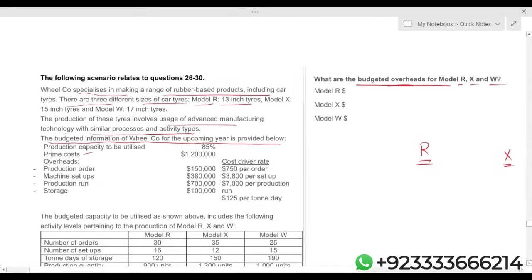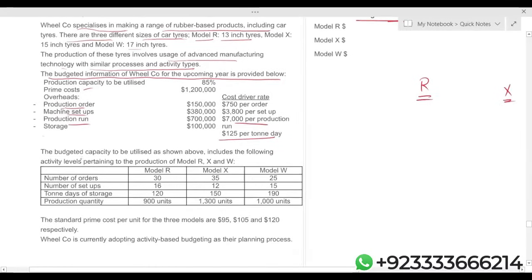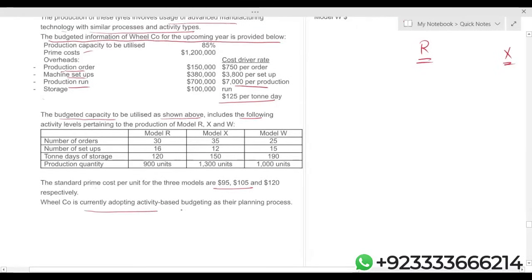Production order is 750 per order. Then machine setup is 3,800 per setup. Production run is 7,000 per production run. Storage is 125 per ton day. The budgeted capacity to be utilized as shown above included the following: activity level pertaining to the production of models R, X, W, and the standard prime cost per unit of the three models. Wheel company is currently adopting, okay, they are actually on ABC. Fine.